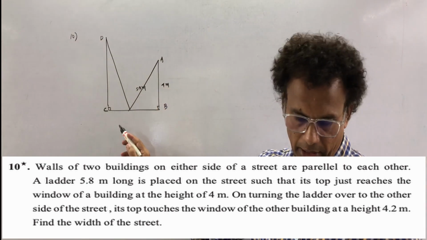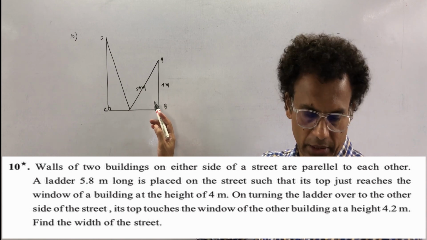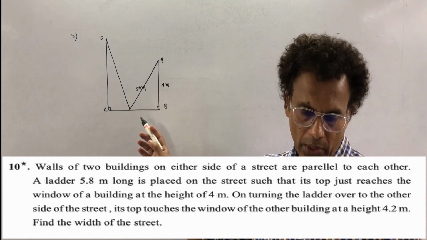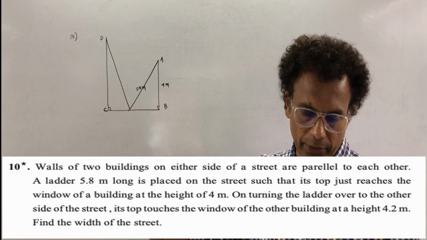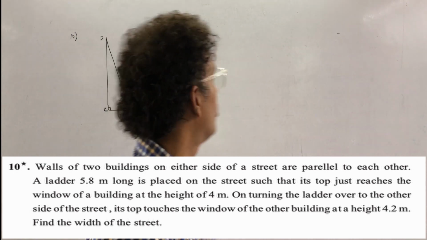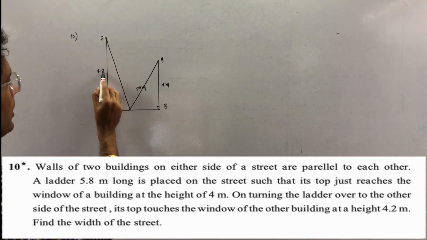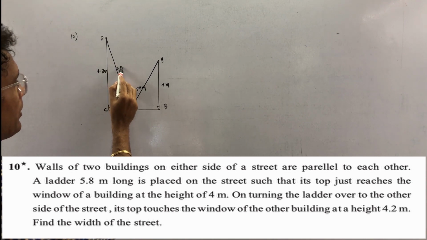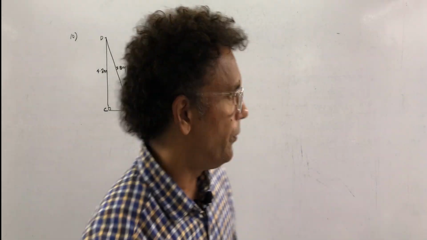This is 5.8 meter long. Is placed on the street such that its top reaches the window of a building at a height of 4. On turning the ladder over to the other side of a street, its top touches the window of the other building at a height of 4.2 meter. तो ये है अभी यहाँ पे ये विंडो है. This is 4.2 meter. लैडर वही है ना बच्चा, तो ये 5.8 मीटर का ही रहेगा. आपको बोलने का है, find the width of the street.